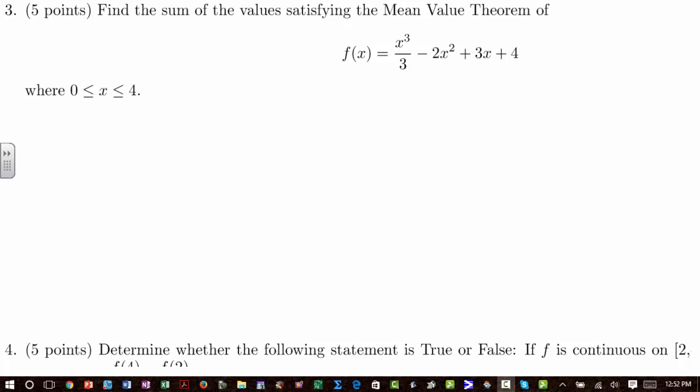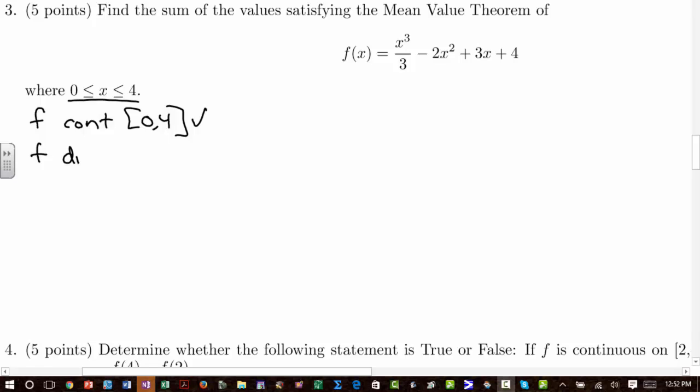So in problem number 3, we have another question revolving around the mean value theorem. I'm going to ask the same questions I asked before. Is f continuous on the interval in question, which is the closed interval from 0 to 4? Yeah. Is f differentiable on the open interval from 0 to 4? Well, it's a polynomial. Polynomials are differentiable everywhere. Okay, so we now have evidence that the mean value theorem does apply in this case.